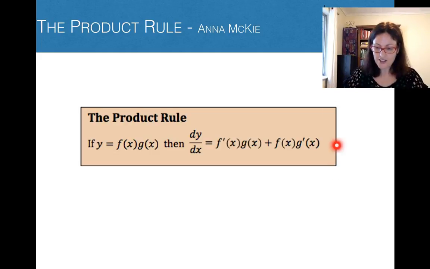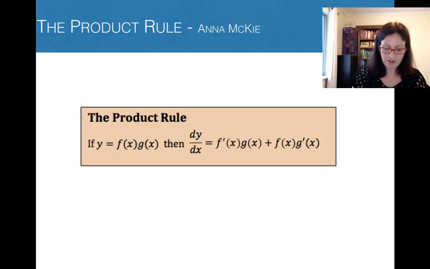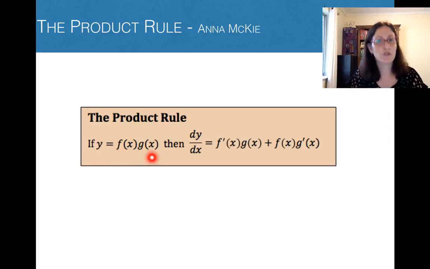So here is the official formula for how to calculate the product rule. The product rule is used when you have two functions next to each other or being multiplied together. You might wonder what that derivative might be first.